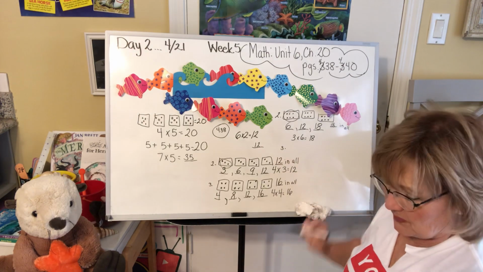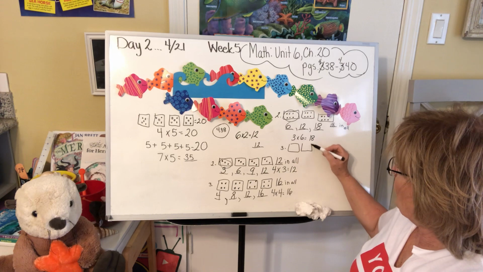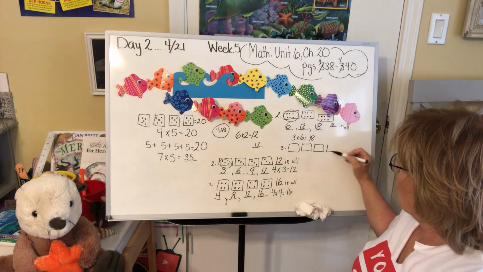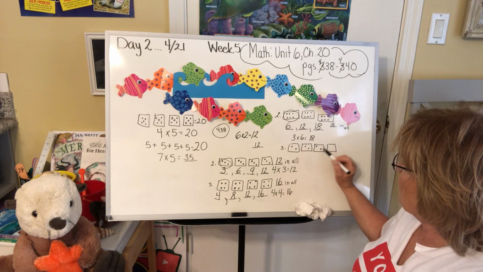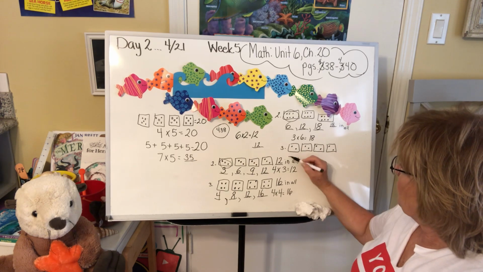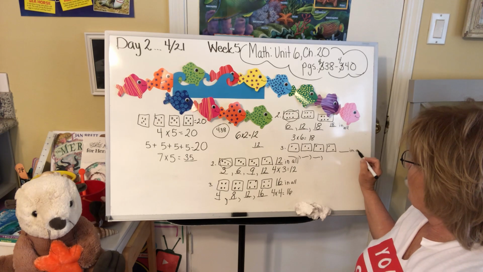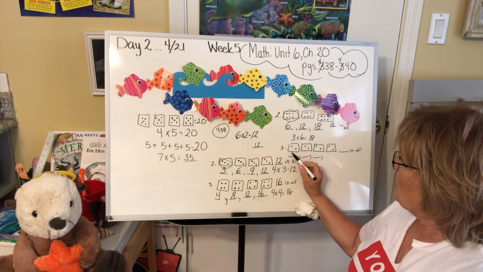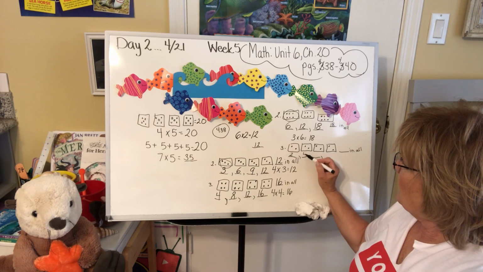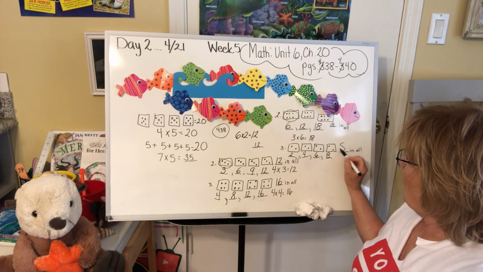Okay, let's go to number 3. You've got 4 groups of 2. So draw out your 4 groups, and you're putting 2 dots per group. You can pause me anytime you want. Alrighty, so counting by 2s. Ready? 2, 4, 6, 8, 8 in all.